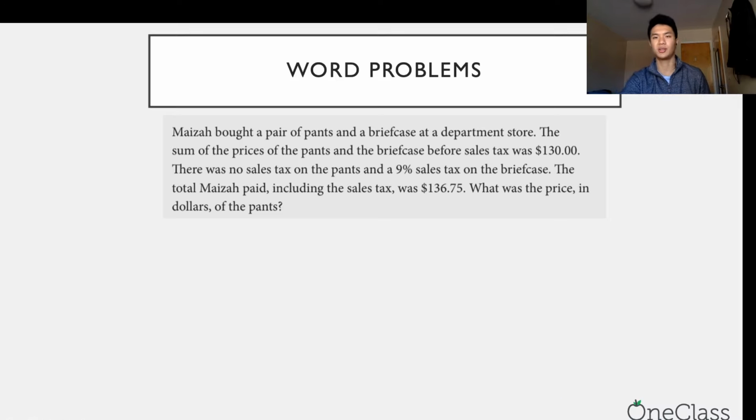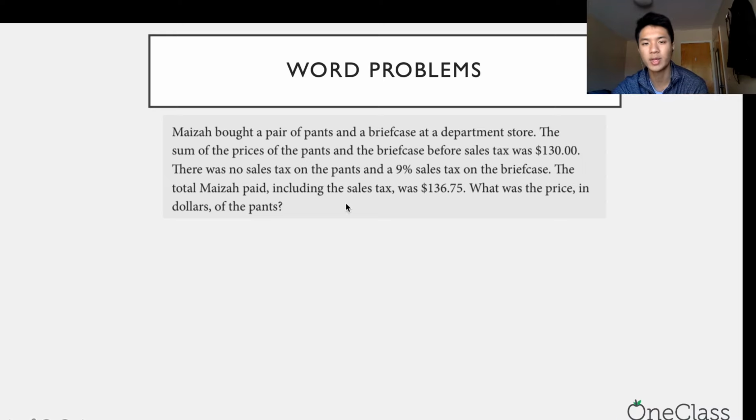So this question here is going to test our knowledge of not just translating word problems to linear equations, but translating word problems into systems of equations. So let's take a read through. Maiza bought a pair of pants and a briefcase at a department store. The sum of the prices of the pants and the briefcase before sales tax was $130. There was no sales tax on the pants and a 9% sales tax on the briefcase. The total that Maiza paid, including the sales tax, was $136.75. What was the price in dollars of the pants, right?